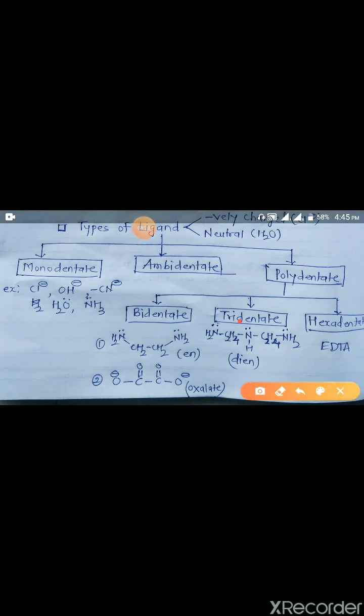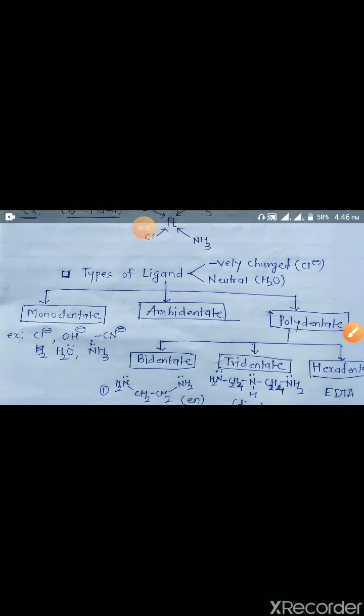Next topic is types of ligands. Now ligands, as I have explained earlier, are of two types, either negatively charged or neutral. It is just on the basis of charge present or not. But on the basis of the number of donor atoms, meaning the atoms which donate an electron pair, ligands are classified as monodentate, ambidentate and polydentate.